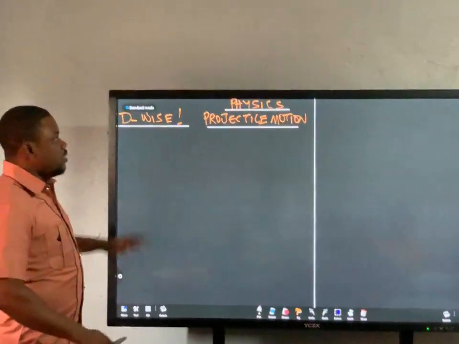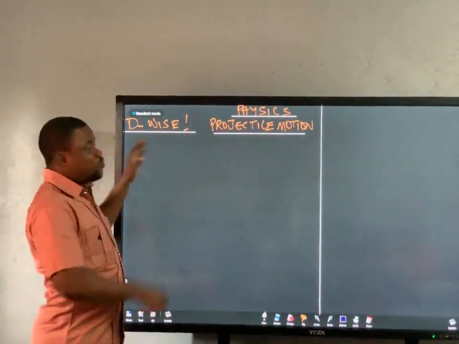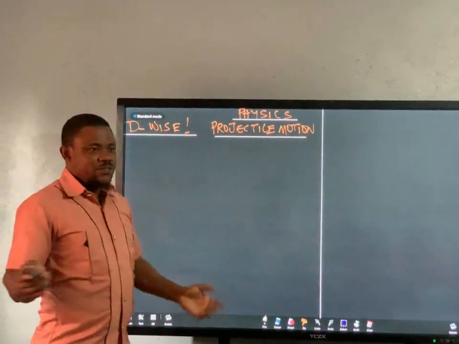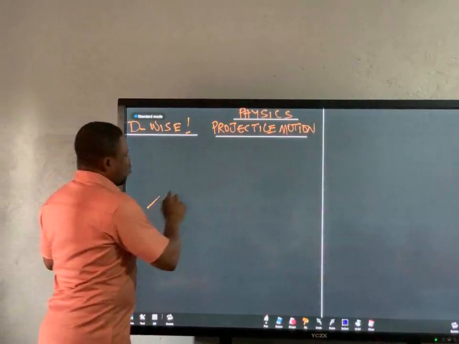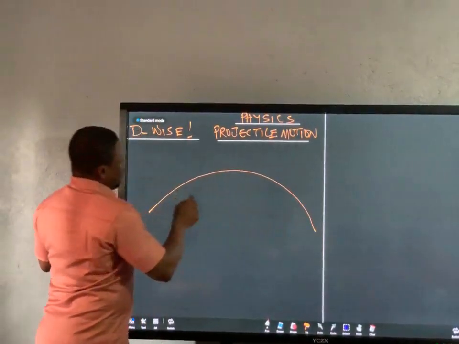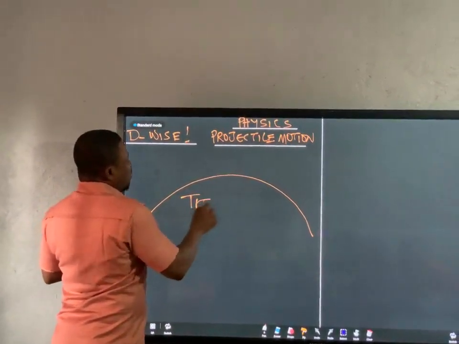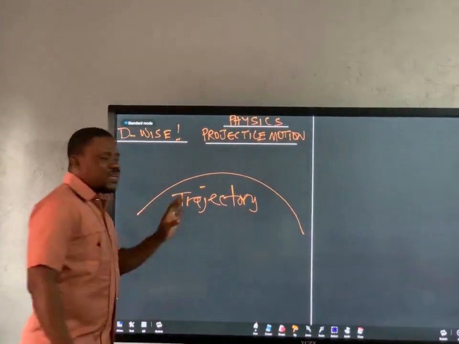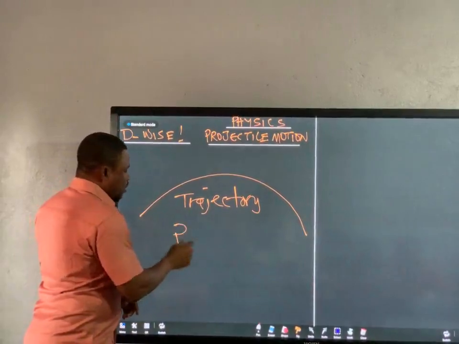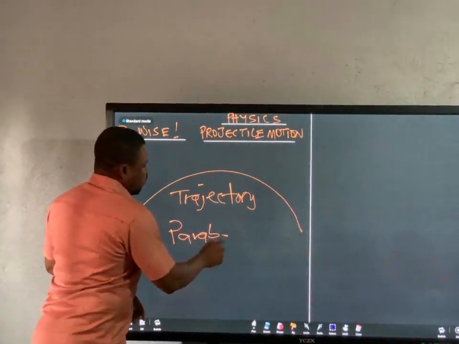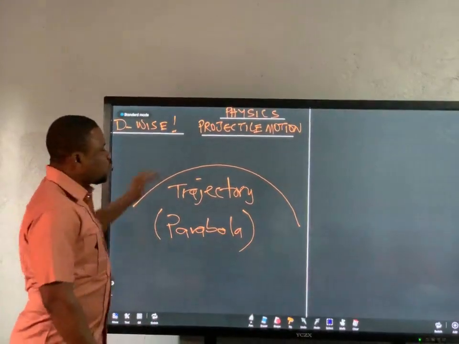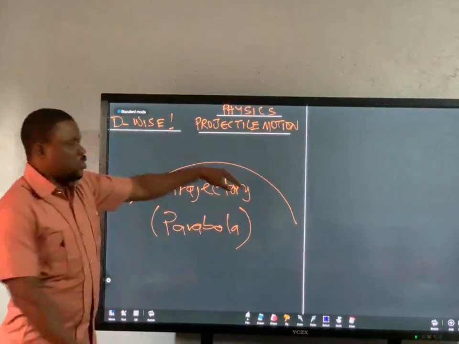Okay, like I was saying earlier on, today we are doing what? Projectile motion. What is a projectile? Any object that travels. A trajectory is the path along which an object travels. If the trajectory of an object is a parabola, if the path along which the object travels is a parabola, this is the shape of the parabola.